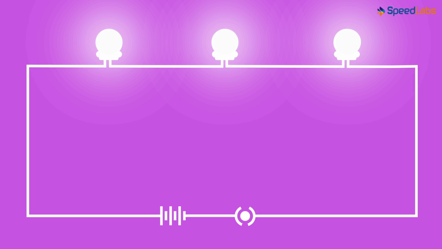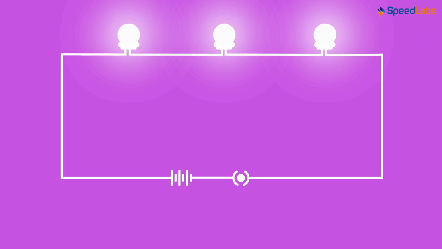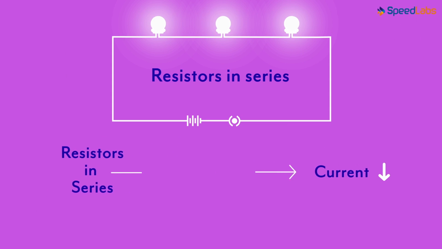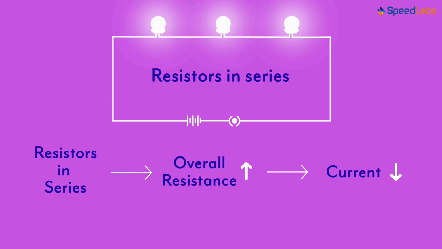What does this imply logically? It tells us that as we add more bulbs or resistors, the current in the circuit decreases. And that also implies that the overall resistance in the circuit is increasing. This was the conclusion for circuits which have resistors connected in series. Overall resistance increases and the current in the circuit reduces.